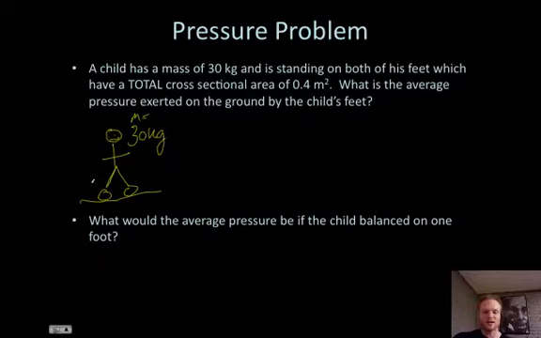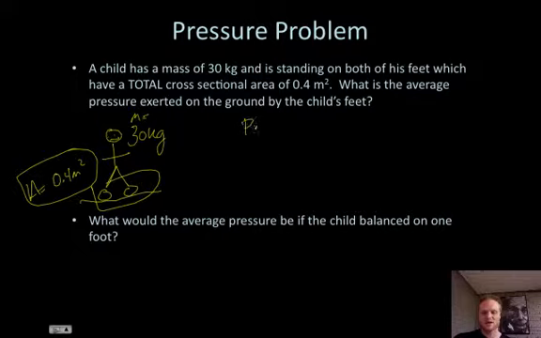And we know that these feet down here have a total cross-sectional area of about 0.4 meters squared. Okay? So you may want to immediately start throwing these numbers in the pressure formula, which we just talked about, P equals F over A. And that's very tempting to do, but the trick is that this 30 kilograms is a mass. It is not a force.